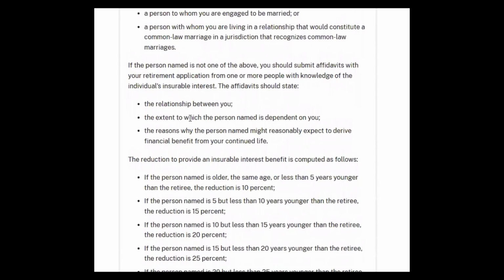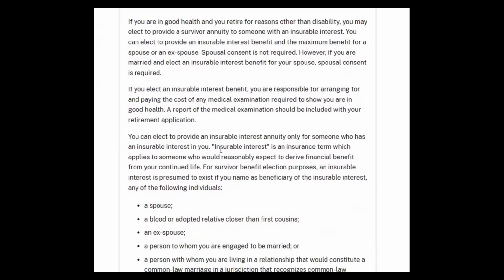And so the biggest kicker with this is, though, well, there's two actually. One is medical underwriting will need to be completed. So it says, and paying for the cost of any medical examination required to show you are in good health. A report of the medical examination should be included with your retirement application. So here's the thing. You can name an insurable interest, but you still have to prove that you're medically insurable, just like life insurance, right?